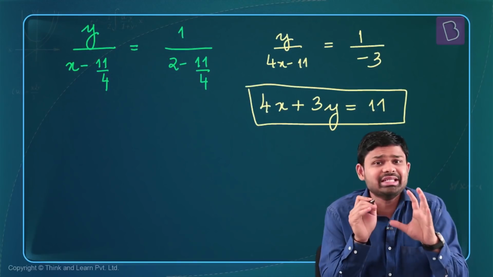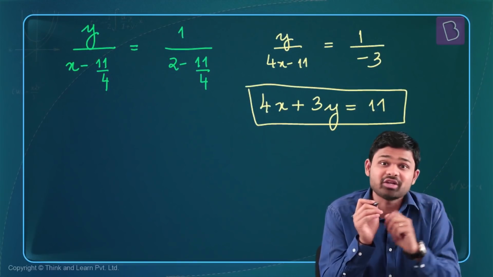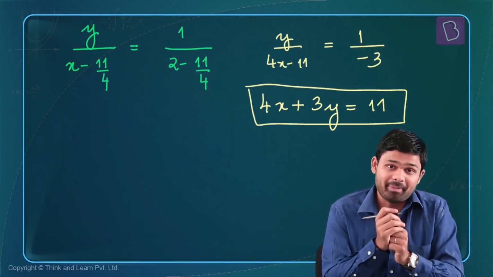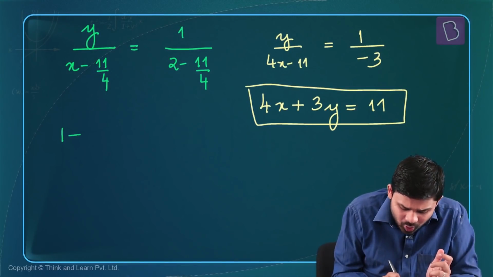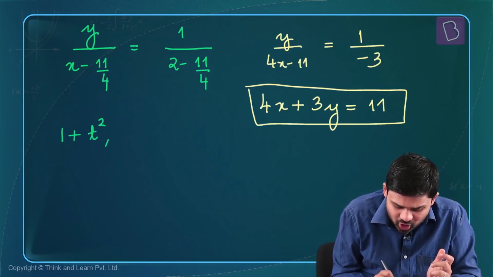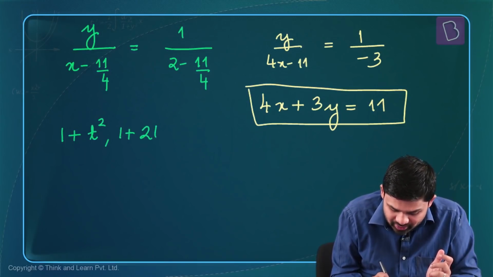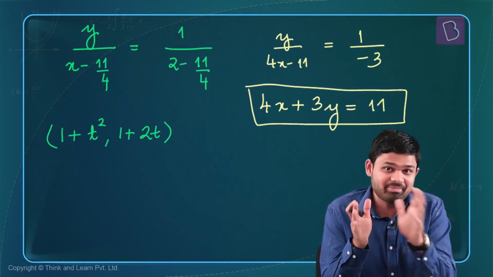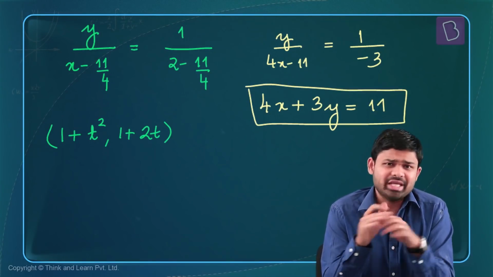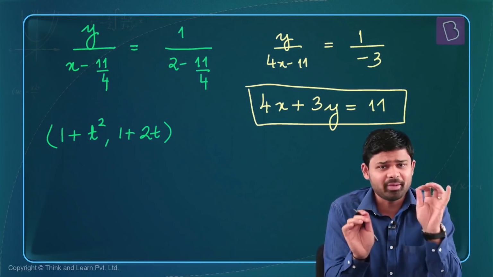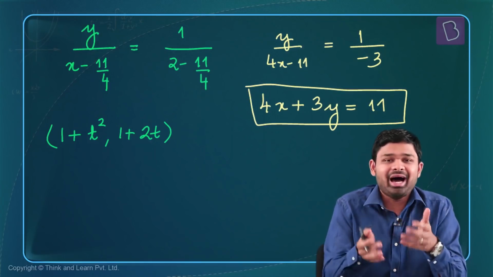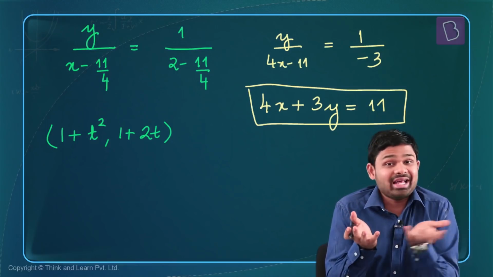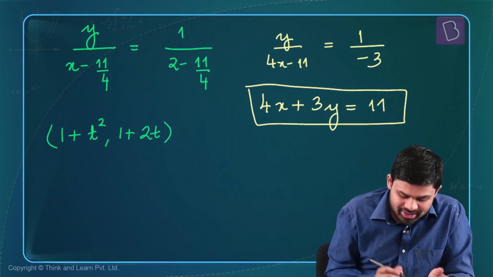Now I am going to consider a point on the parabola, one of the endpoints of the focal chord, as 1 plus t square comma 1 plus 2t. H and k are 1, remember. So the parametric form of this parabola is 1 plus t square comma 1 plus 2t. This is one of the endpoints of the focal chord, a point which lies on the parabola. I just have to substitute this in the equation of that focal chord, and I will get the values of t. So let me substitute that.